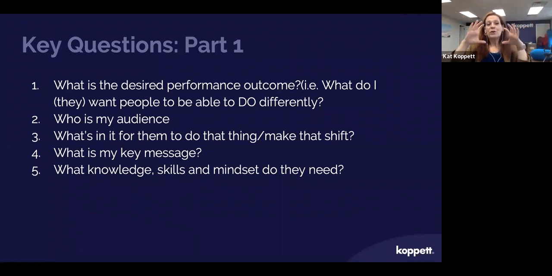So who is your audience, or your audiences in the room? We could spend a lot of time on this question, but some things to think about are: what do they already know? What are their assumptions? What is their life experience? This is where your question comes in about their cultural norms. I'll give you an example here.